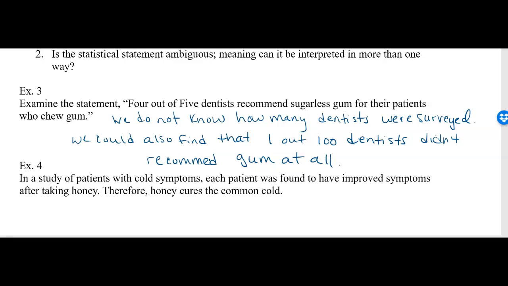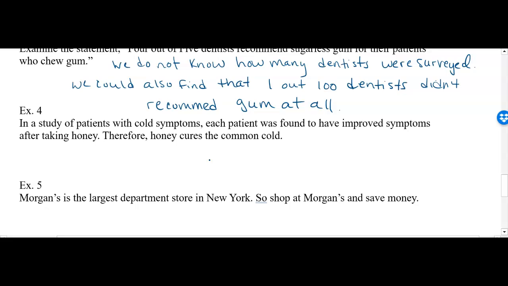But what if you did a large survey and it turns out that you have some dentists that don't even recommend gum at all, or you only surveyed like 6 dentists, and so that's really not representative. When I see things like this, claims from advertising companies, I would like to see where they got their data. And it's not always available. So I never take the word for it.